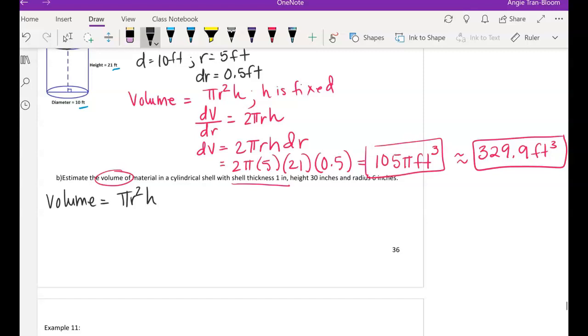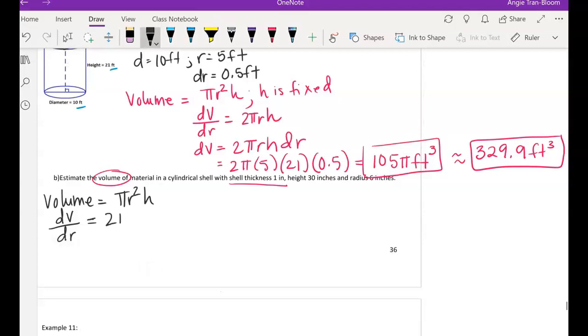And it says estimate the volume. That means you're going to have to find the change in volume. So we want to take the derivative of volume with respect to radius. Remember, since height is given to us, the height is a fixed value, so we don't have to worry about it. Similarly, the derivative is 2 pi r times h. Then because it says estimate the volume, we are going to solve for dV. So that's 2 pi times r times h times dr.